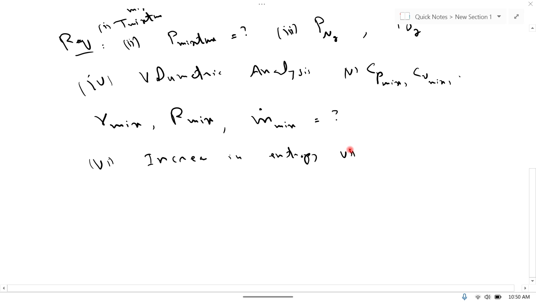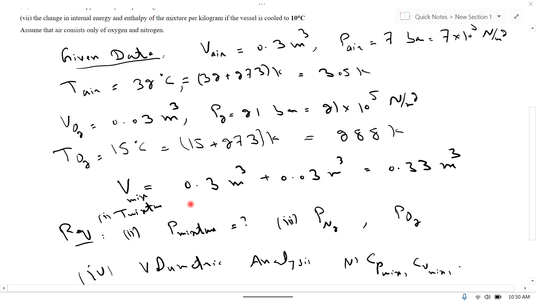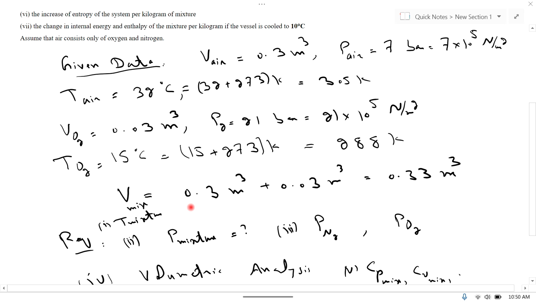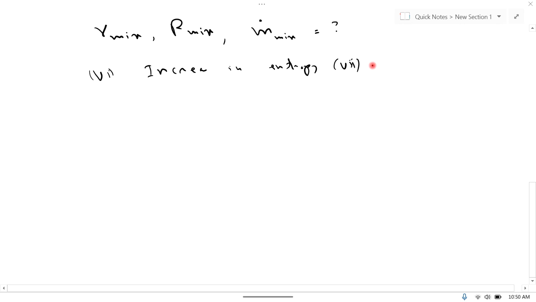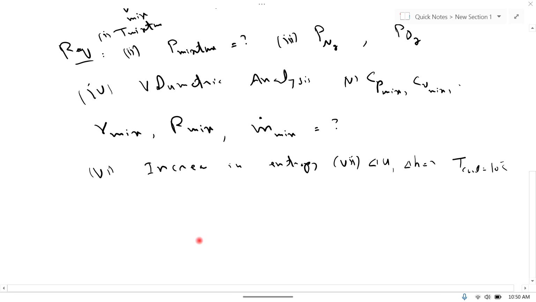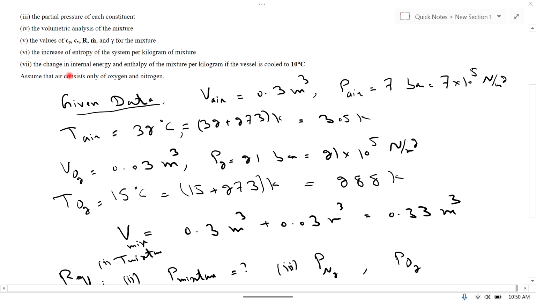Number 7 is find the change in internal energy and enthalpy of the mixture per kilogram. The cooling temperature is 10 degrees. It means that the system is cooled to 10 degrees centigrade. Here it is mentioned: the change in internal energy and enthalpy of the mixture per kilogram if the vessel is cooled to 10 degrees centigrade. Now assume that air consists only of oxygen and nitrogen.